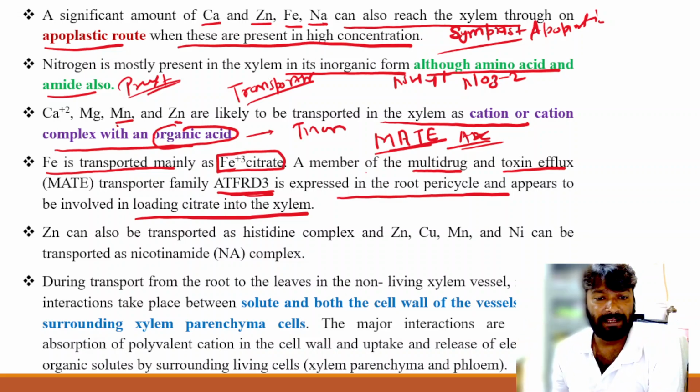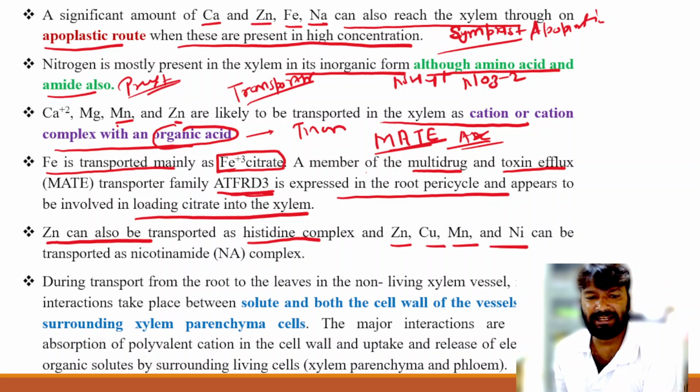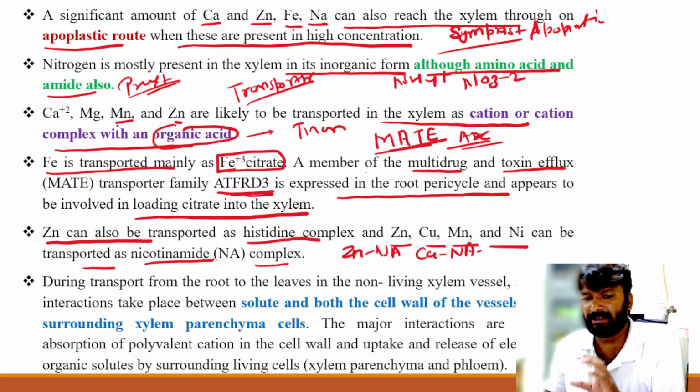Okay, then zinc can also be transported as a histidine complex, and zinc, copper, manganese, nickel can be transported as nicotianamine complexes. So they will form zinc nicotianamine, copper nicotianamine, so they make such complexes and transport them.